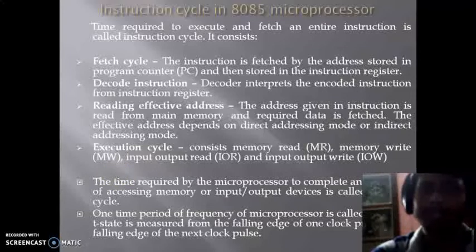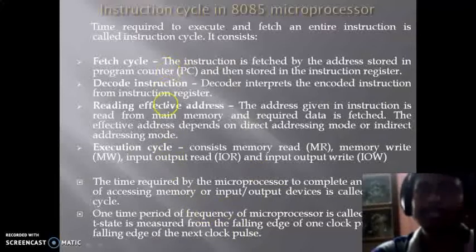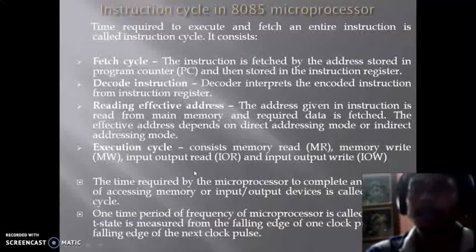these kinds of cycles, we need some T states. T states are basically nothing but the clock cycles, which depend on the operating frequency of the 8085 microprocessor. One time period of the frequency of the microprocessor is called a T state, and a T state is measured from the falling edge of one clock pulse to the falling edge of the next clock pulse. So that is the instruction cycle by which the overall instructions can be understood, or can be fetched as well as executed.